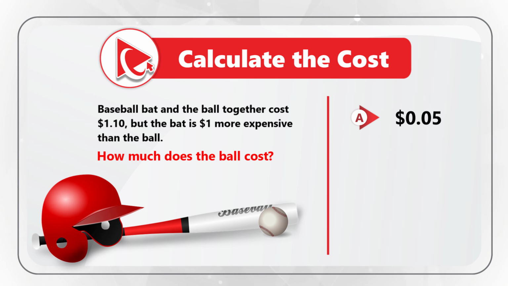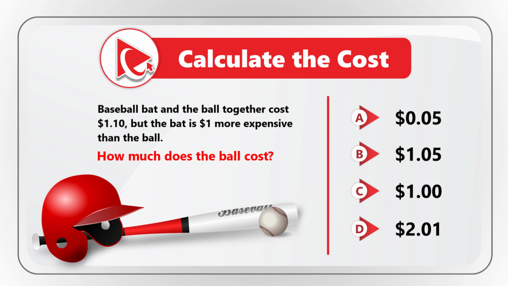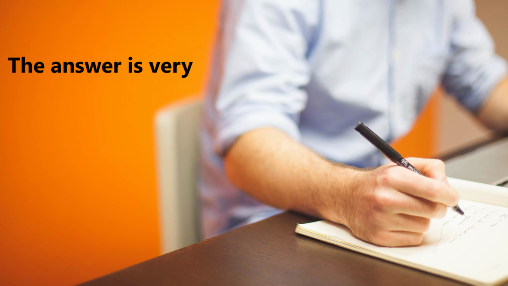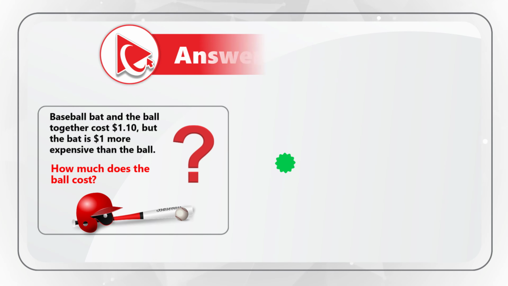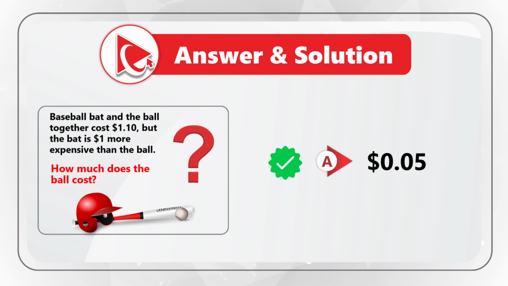Choice A, 5 cents. Choice B, $1.05. Choice C, $1. And last but not least, choice D, $2.01. Take a close look to see if you can come up with the answer. The answer to this question is very simple but not obvious. The correct choice here is choice A. The cost of the ball is 5 cents.